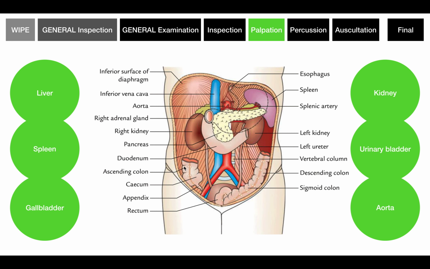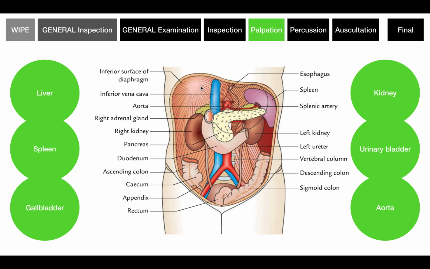So you start again in the right iliac fossa, and you move in a sort of J shape up to the spleen here. For the gallbladder, you go for Murphy's point, which is the 9th intercostal space, midclavicular line on the right side, and you push down on there to see if you can feel it. Not really sure how good that is as a sign for evidence base anymore, but it's still performed.